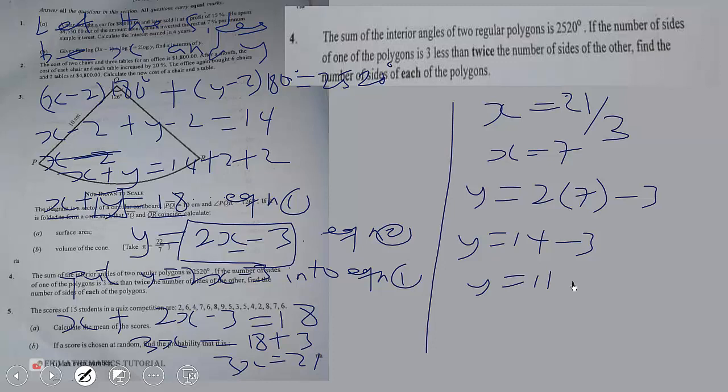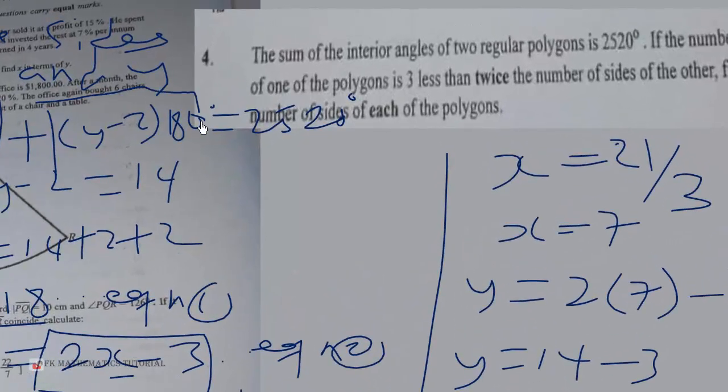So that is it. The sum of the interior angles of two regular polygons: when you sum all the angles in the first regular polygon, you will get this. And when you sum all the angles in the second regular polygon, you will get this. So when you put the two of them together, you will get this. So that is why we form the equations that way.